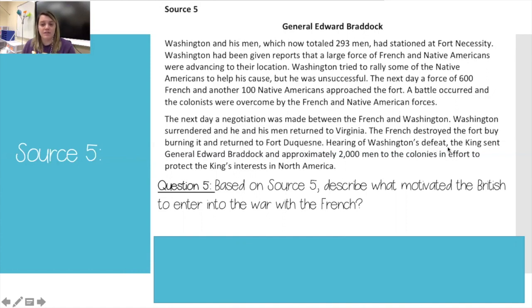Hearing of Washington's defeat, the king sent General Edward Braddock and approximately 2,000 men to the colonies in an effort to protect the king's interests in North America. And last question for our source, question 5, based on source 5, describe what motivated the British to enter the war with the French. So we got to pay attention to these keywords. So the British with the French. So again, I would pause right here and copy the question and then come back and use the source to answer your questions as best as they could.